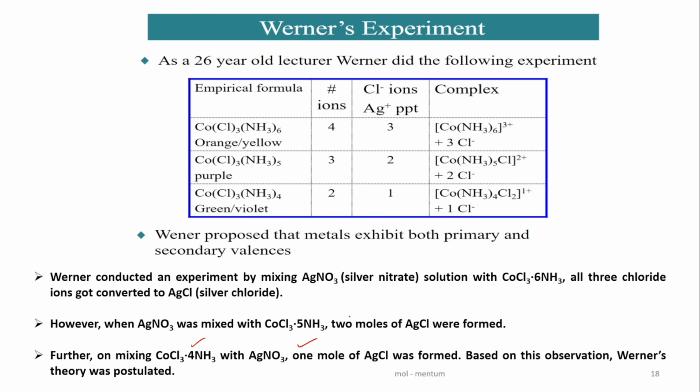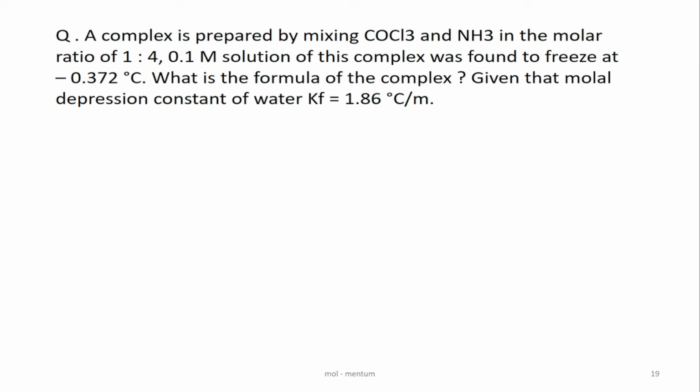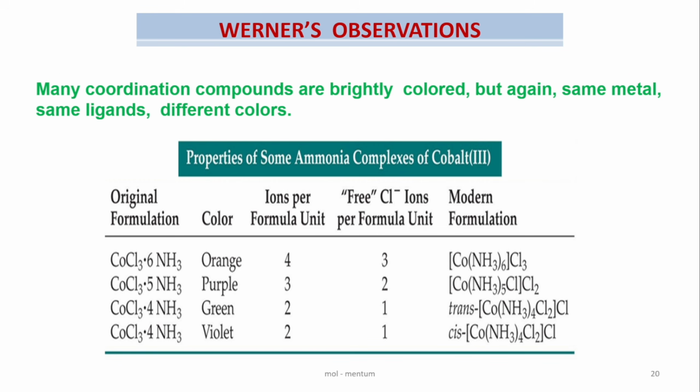Based on these observations, Werner proposed a new theory and gave several postulates. We will discuss this question after this. These were Werner's observations: many compounds are brightly colored, but with the same metal and same ligand, just because of different composition, they have different color, different geometry and different chemistry. This was very interesting to him. When he used 6NH3, the color is orange. When 5, it is purple.